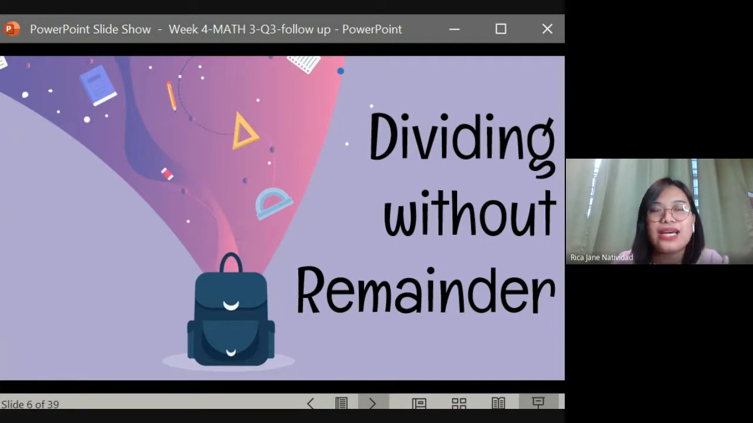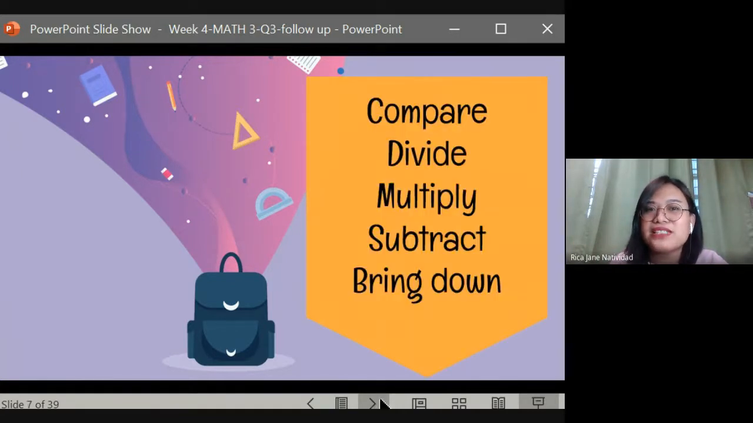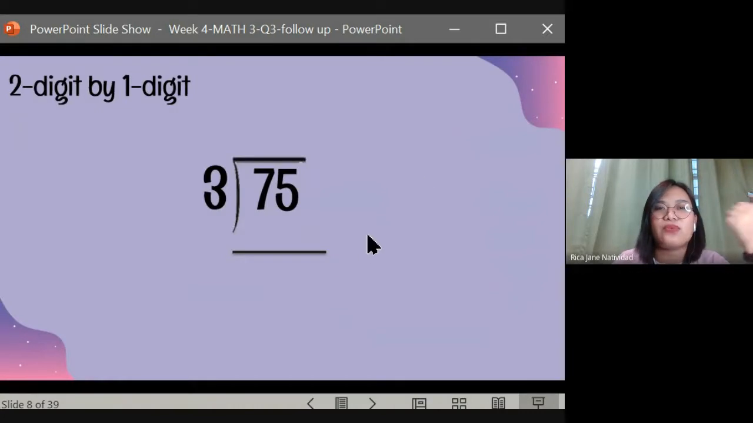Now let's review again how to divide numbers without remainder. So when we say without remainder, the number is grouped or divided equally. So remember the steps. We will be repeating these steps: we compare, divide, multiply, subtract, and bring down, until there is no more number to bring down, then we can get the correct quotient. So we will just repeat these steps, okay? Okay, so we have this example, 2 digit by 1 digit.